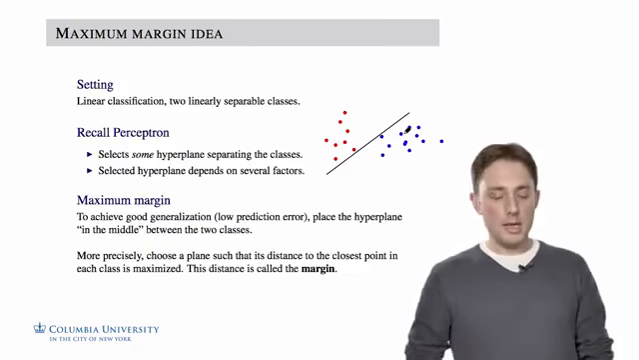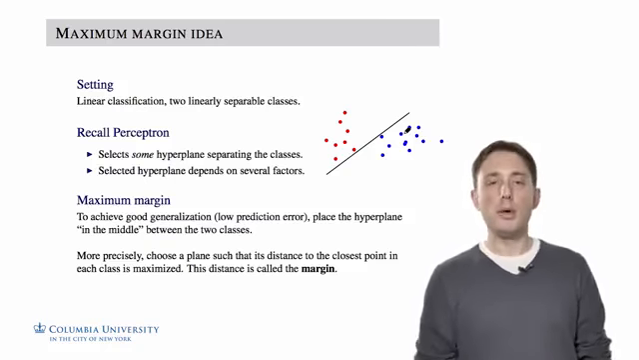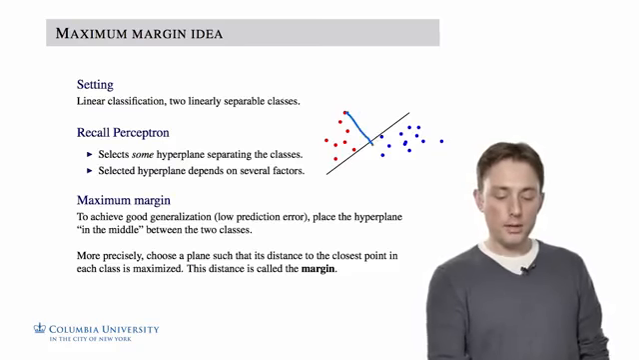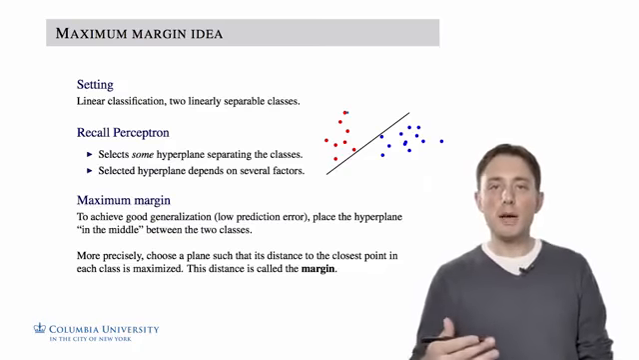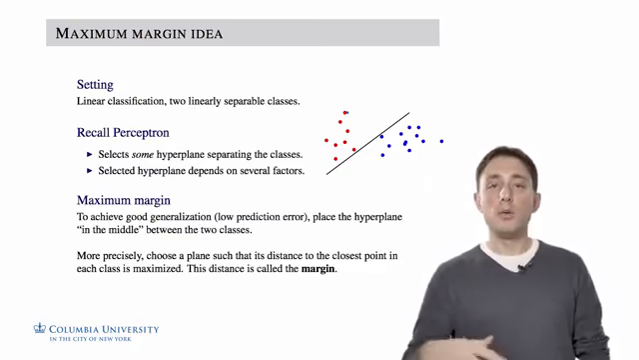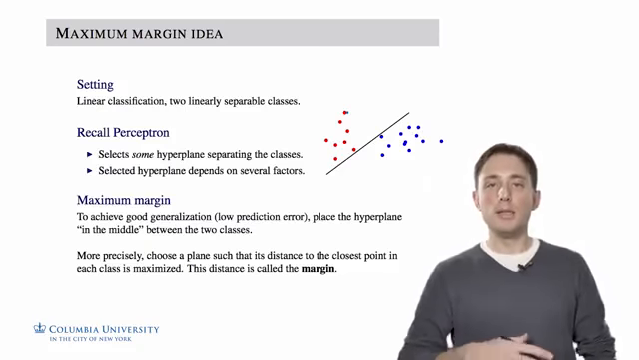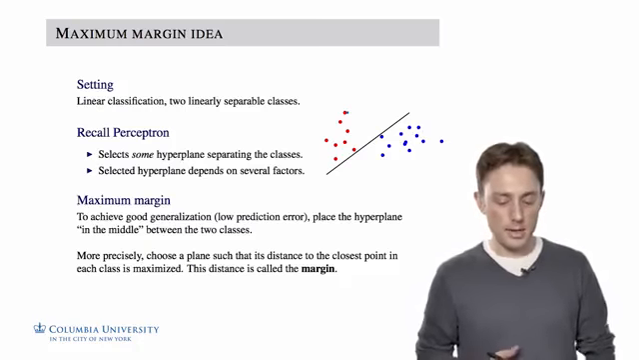What the margin is, quite simply, is the distance to the hyperplane of the closest point in the data set. So we take the distance from every point in the data set to the hyperplane, for example, this distance. We calculate it for each point, and then we pick the smallest distance. That's the margin. So we want to maximize the margin, meaning that we want to find the hyperplane that separates the two classes, but is as far away as possible from the closest data points in each of those classes.